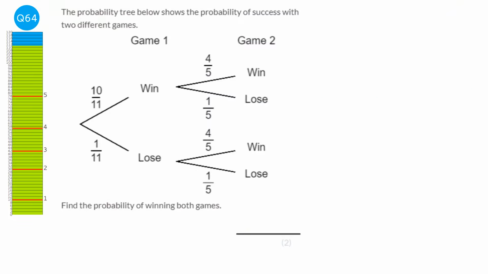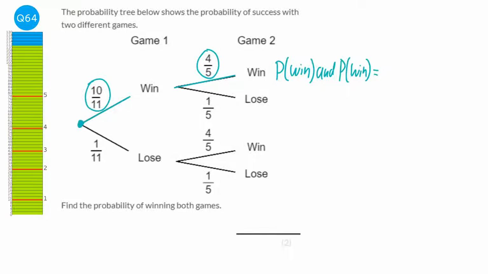To start these questions, we always start here and we go down the line. So it says probability of winning both games. So we're going to go up this one and we're going to pass this fraction here. And then we're going to win this second game. So we'll go up this one and cross this fraction here. Now the bit at the end will show us the probability of winning game 1 and the probability of winning game 2.